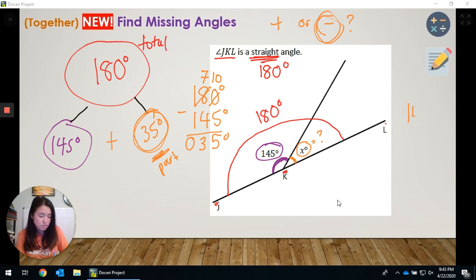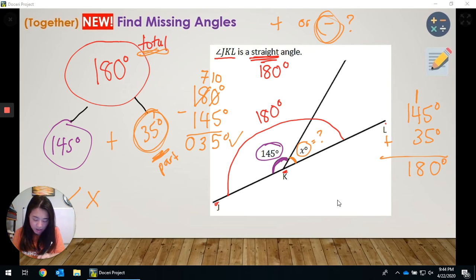So let's check it. 145 degrees plus 35 degrees equals, one at a time, ones place, 5 plus 5 makes 10. Regroup the 1 into the tens place. 4 plus 1 is 5, plus 3 is 8, and then 1 plus 0 hundreds is 1. Matches our total. Perfect. That means that we got the correct answer, and now we can write x, or angle x, equals 35 degrees and box it. Just like that.